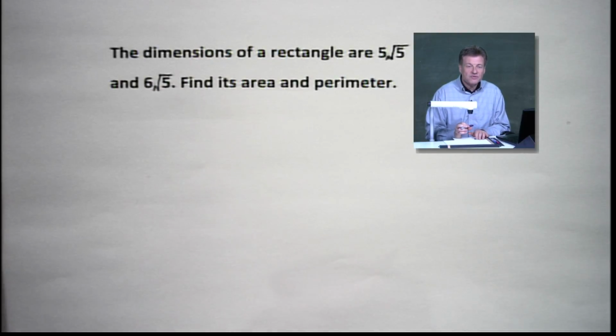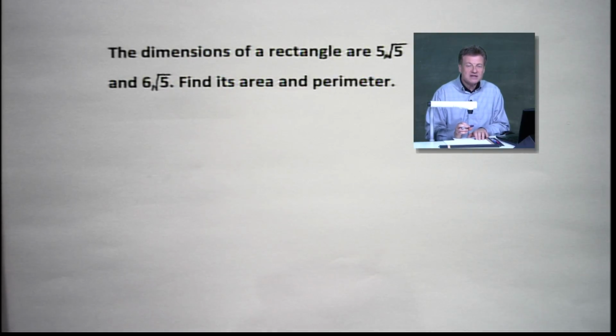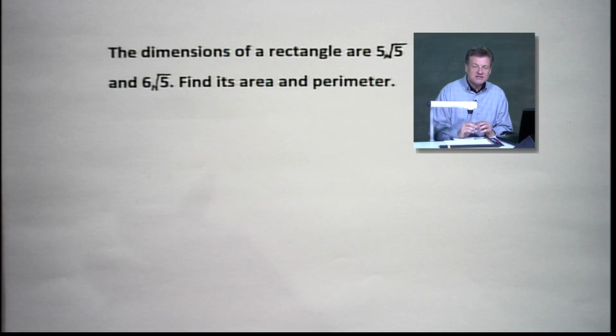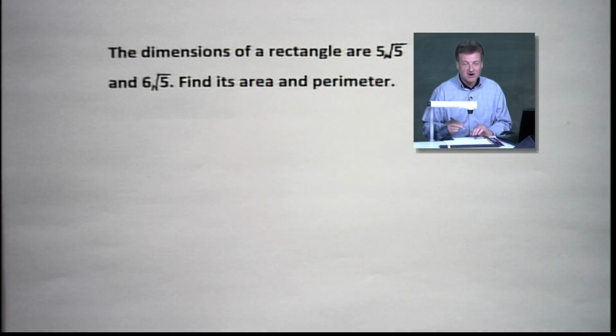A rectangle, if we'll think about it here. The dimensions of this rectangle are 5 times the square root of 5 and 6 times the square root of 5. We're not saying which is the length, which one's the width. Don't worry about it. They're just the 2 dimensions, all right? And it says to find the area and the perimeter.